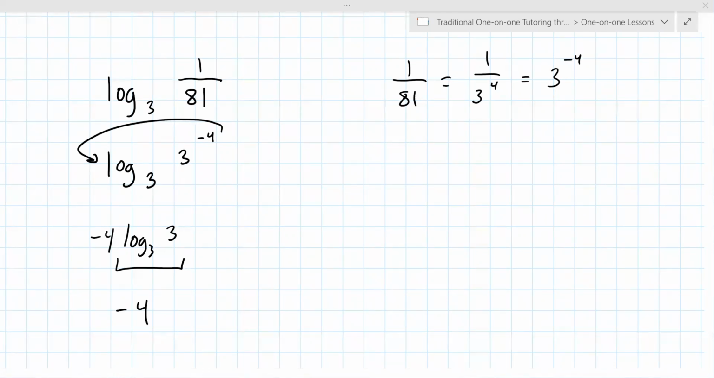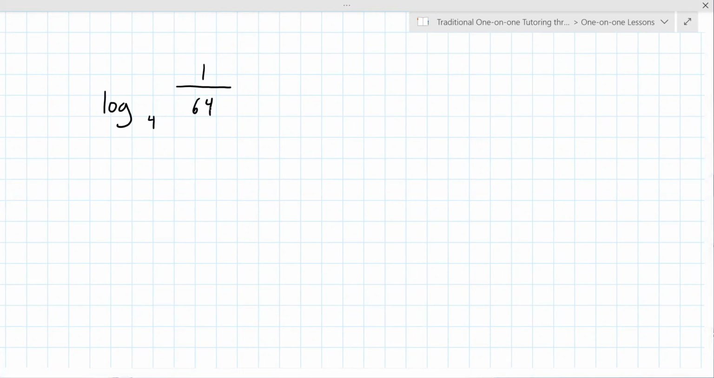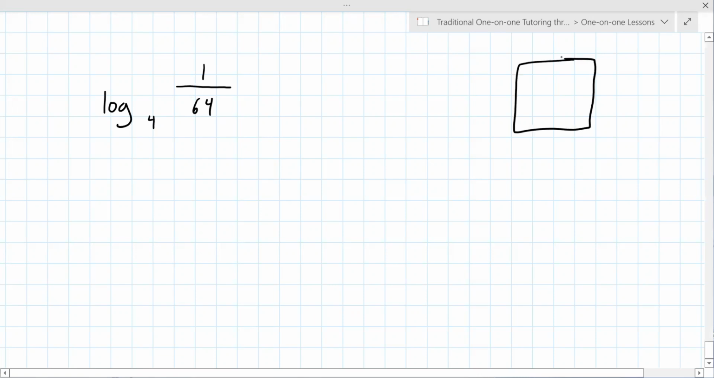All right, you ready to do one more? Yes. Log base 4 of 1/64. So it would be 4 to the -3. Yes. Give me the final answer. Pretend like there's only a box here and you can only put a number in. Just give me that final answer. So it'd be 1 for the whole thing.